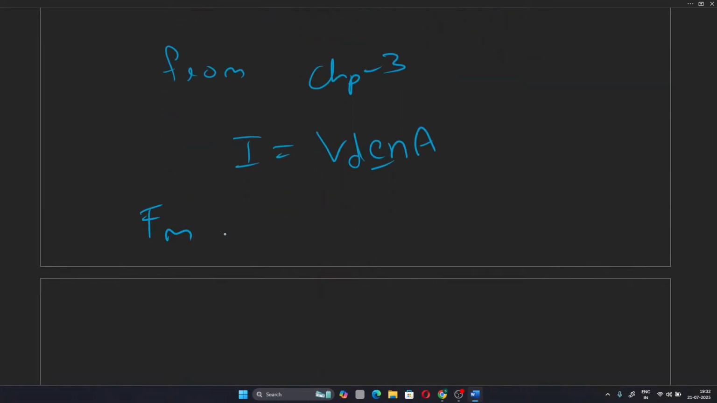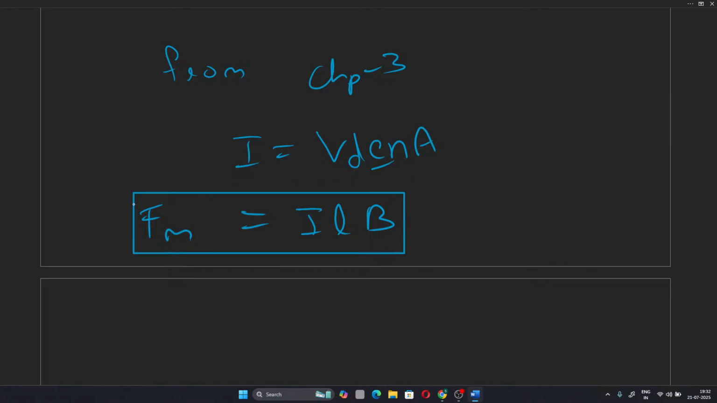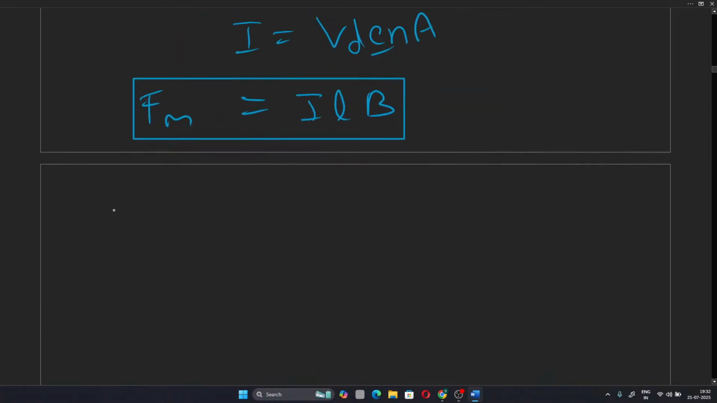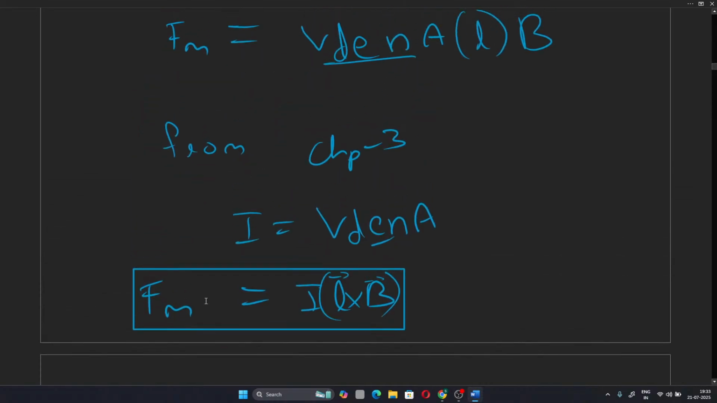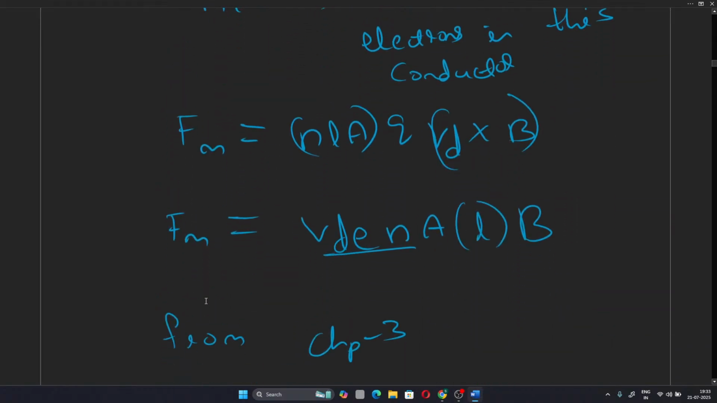So the force on a conductor equals I L times B, which is I L B sine theta basically, where sine theta is the angle between the conductor and the magnetic field, I believe.